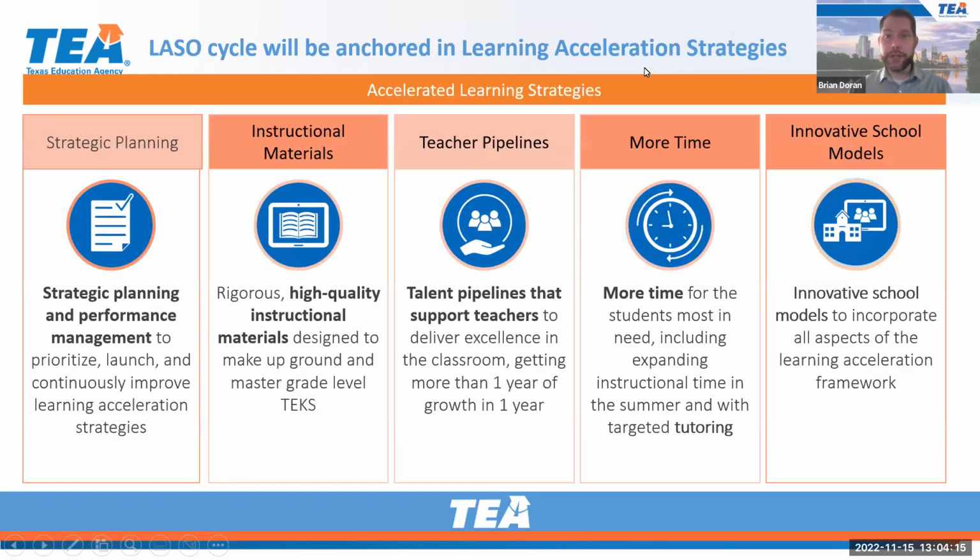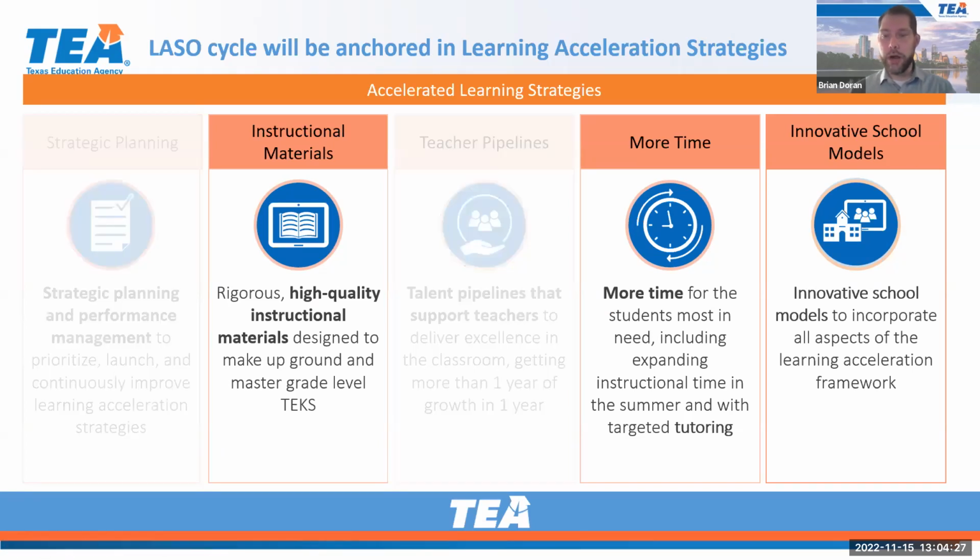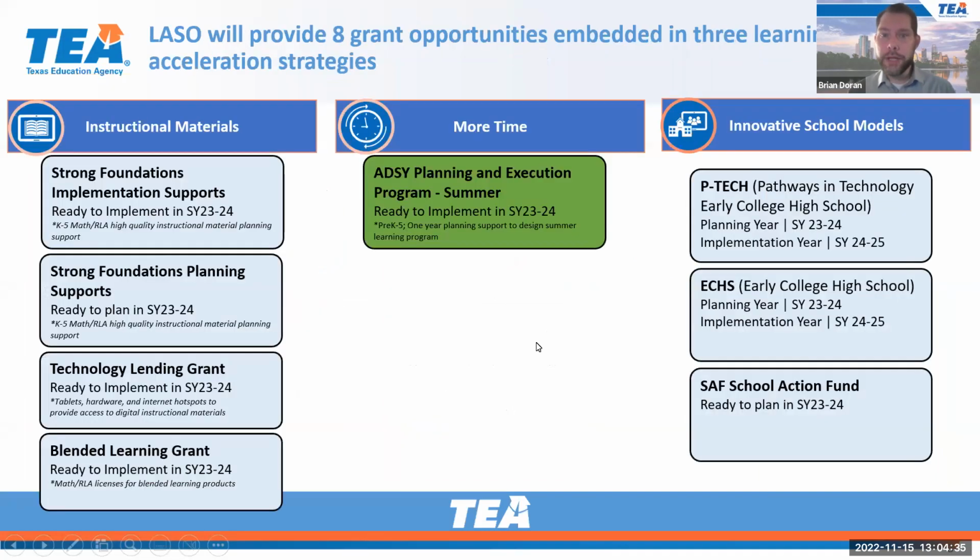So LASO itself will be anchored in 3 key learning acceleration strategies. You'll see 5 here. We're focused predominantly on 3. That's instructional materials, more time, and innovative school models. So across the 8 different initiatives in LASO, they will all have one component of these 3 learning acceleration strategies, if not more. Specifically today, we're talking about more time through the ADSI Planning and Execution Program Summer. So I encourage you to check out all of the other initiatives here on the screen as well throughout the course of this week, either through recordings or through live webinars, and consider them as well. But today we're focused on ADSI PEP Summer.